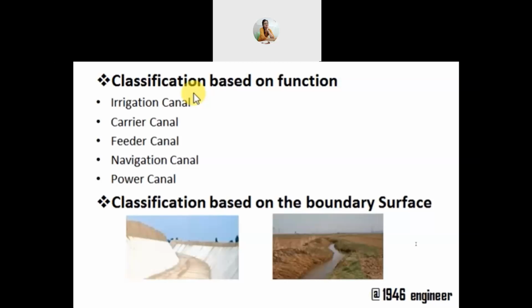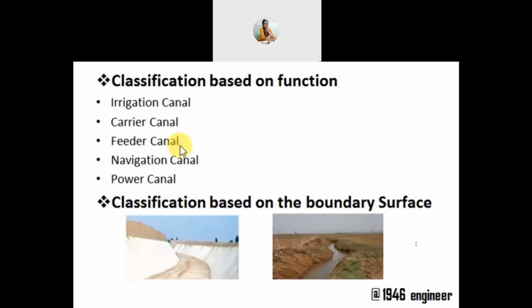Canals are also classified based upon their function. We have 5 such canals: irrigation canal, carrier canal, feeder canal, navigation canal, and power canal. So the name itself tells, irrigation canal is nothing but the canals which are used for the function of irrigation. Carrier canal helps for irrigation, and it also carries water for another canal.